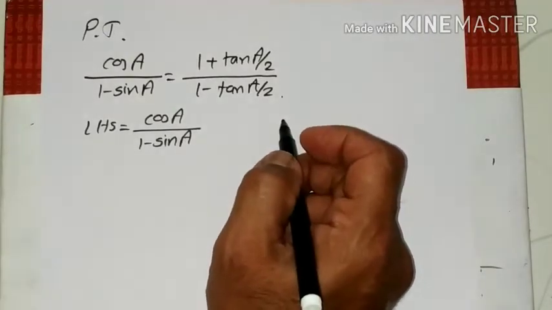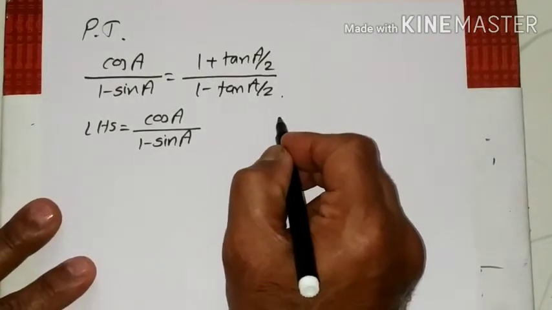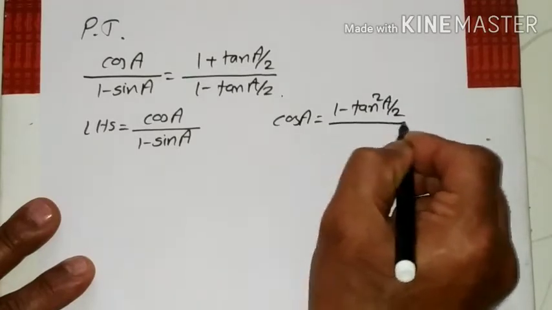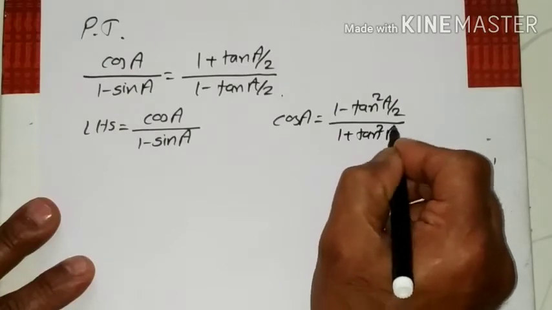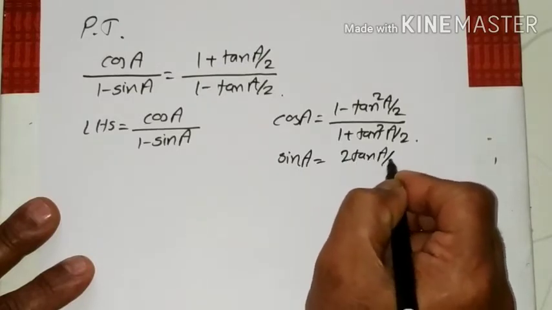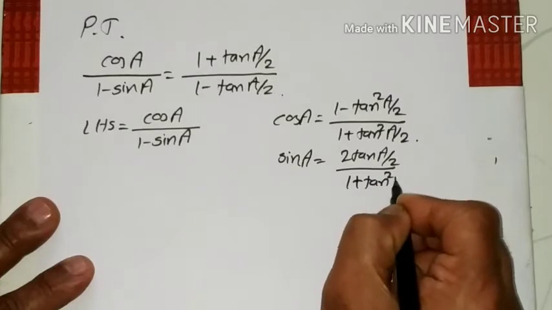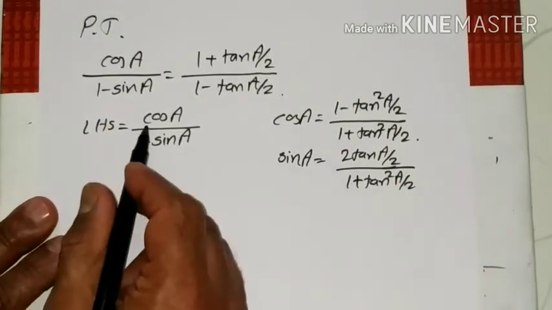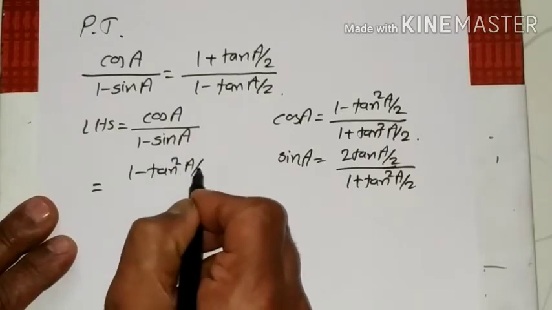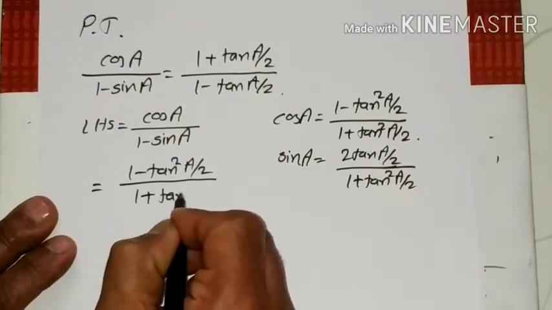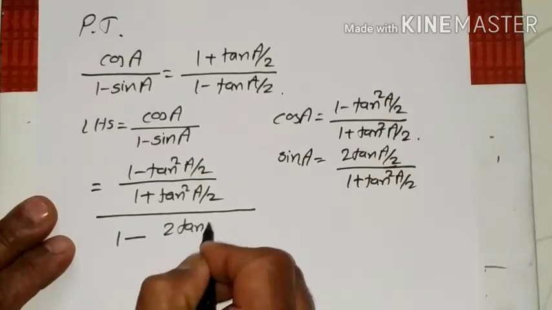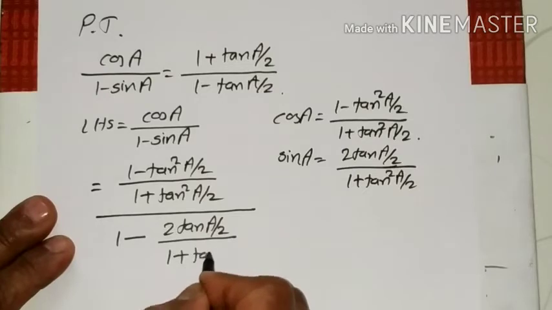According to half angle formulae, cos A is equal to 1 minus tan square A/2 divided by 1 plus tan square A/2. Similarly, sin A is equal to 2 tan A/2 divided by 1 plus tan square A/2. Substitute these two values. We get 1 minus tan square A/2 divided by 1 plus tan square A/2, whole divided by 1 minus 2 tan A/2 divided by 1 plus tan square A/2.